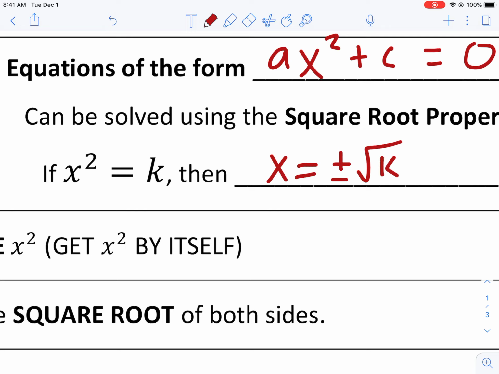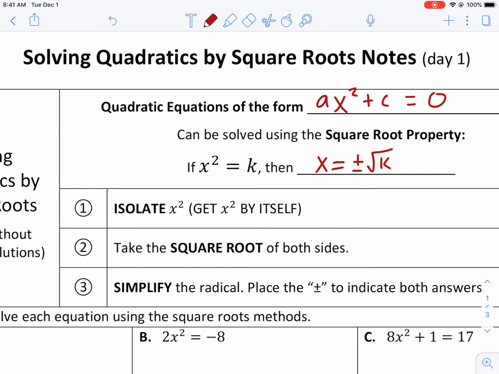All right, and that plus or minus is important because of the way that squares work, where it could be a positive number turning into k, or it could be that same negative number and it would still turn into k. So you still actually have two answers here, just like with the quadratic formula and just like with factoring.